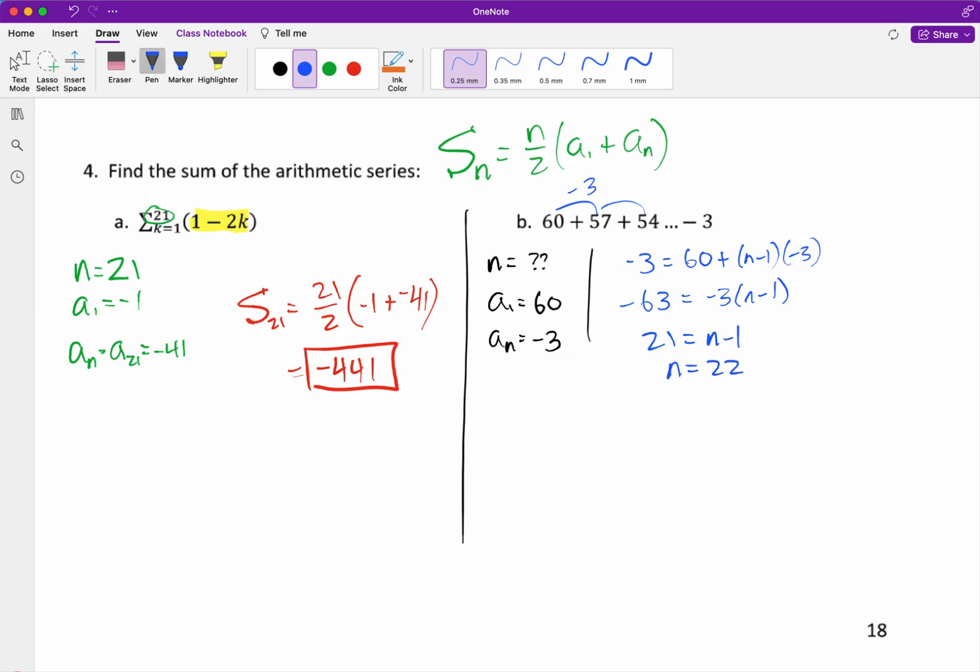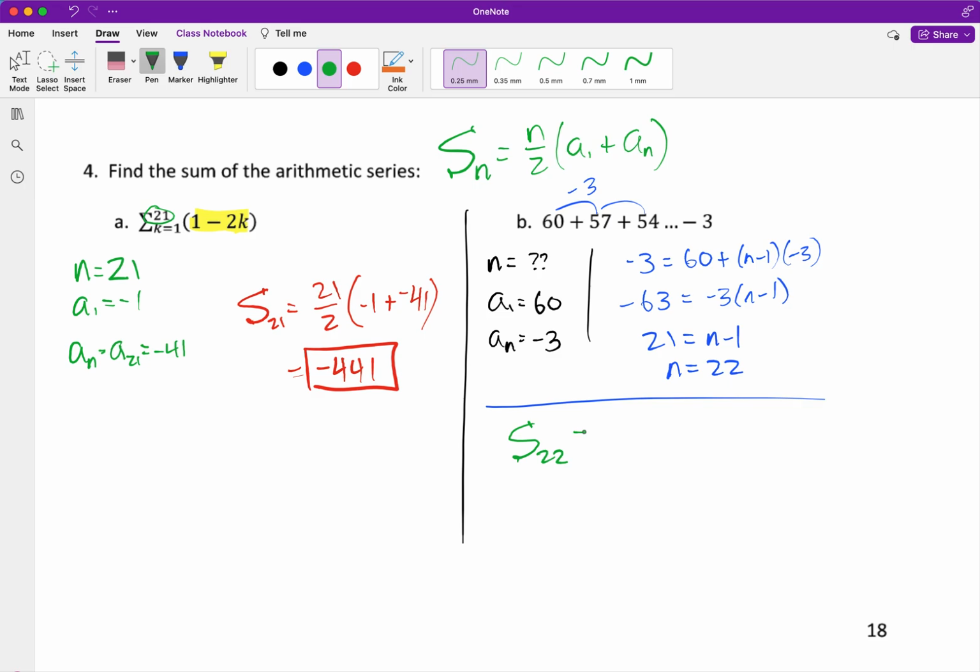And one thing I should note right here is that if you're doing this and you get n equals a decimal or some sort of fraction, then you've messed up because n can only be positive integers, whole numbers that are positive, okay? So if you get anything for n that's not that, then something terribly wrong has happened and you need to try to fix it. All right, enough of that doom and gloom. Let's find the actual sum now.